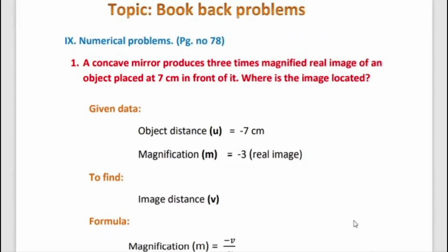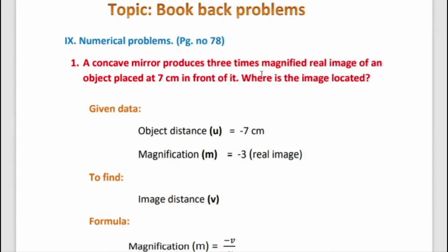So, ninth movement, first sum. A concave mirror produces a 3 times magnified real image of an object placed at 7 centimeter in front of it. Where is the image located? So here a concave mirror is given, then magnification is 3 times for a real image.